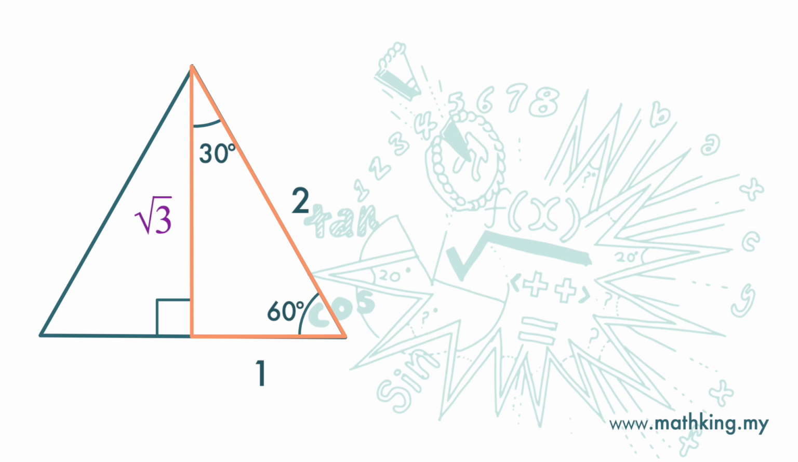Okay, 60 degrees. Tangent 60 degrees. Tangent is opposite over adjacent. The opposite of 60 degrees is square root 3. And the adjacent of 60 degrees is 1.